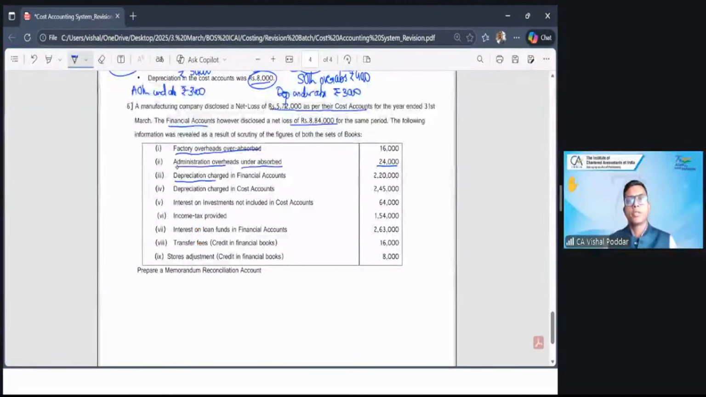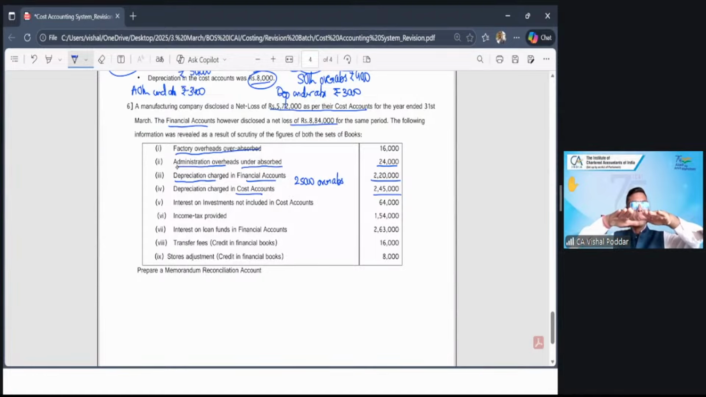Now, depreciation in financial books, 220. In costing books, 245. So the difference is 25,000 over absorbed. Correct? So in financial, it is 220. In costing, it is 245. So the difference is of 25,000. And by 25,000, the amount is higher in cost accounting. So we'd say 25,000 is over absorbed.